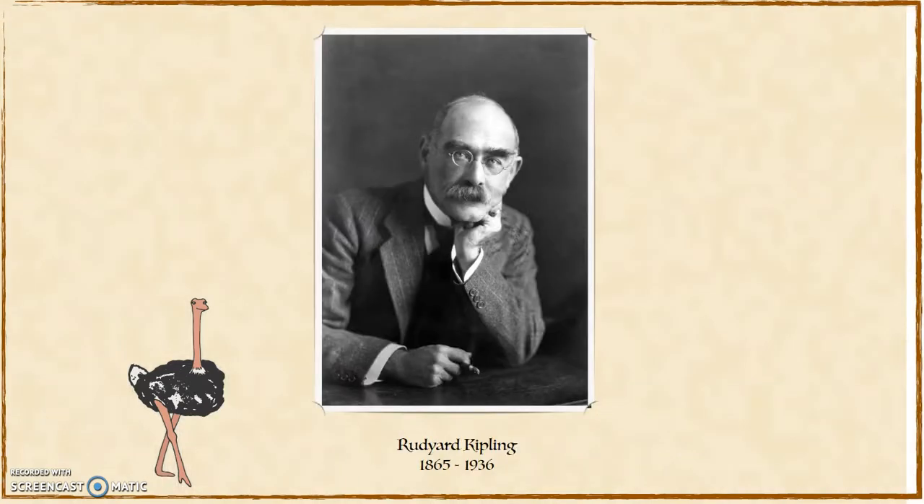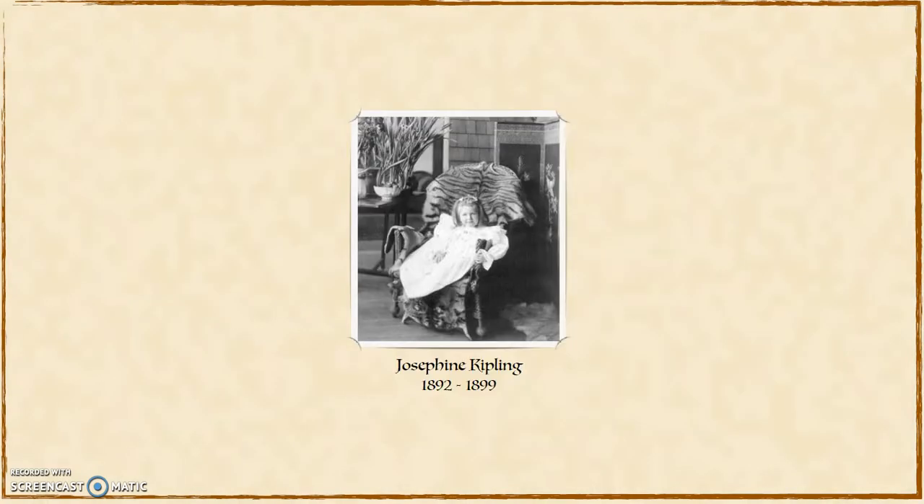Rudyard Kipling was born in 1865 in a city called Bombay in India, which is now known as Mumbai. He was educated in England, but returned to India in 1882 at the age of 16. A decade later, Kipling married Caroline Balestier and went to live in America. There, they had their first daughter, Josephine, who was known as Effie.